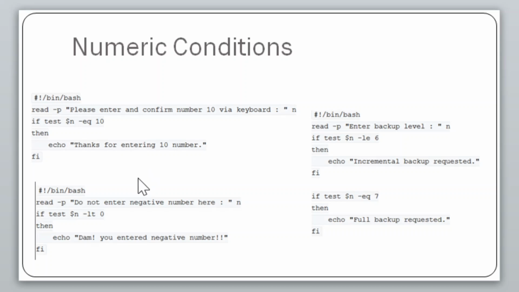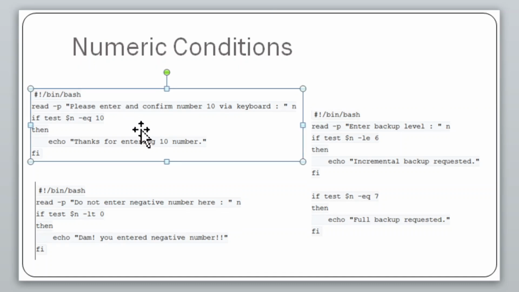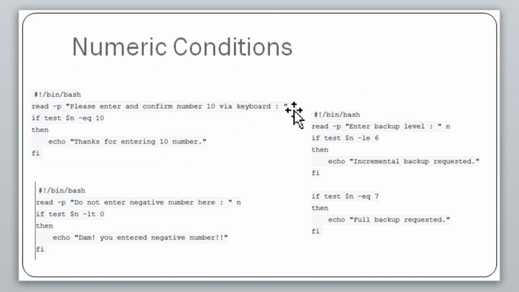Now, in this example, we're using it a little bit differently. We're putting read first with the -p option, and then we're putting the variable at the end. So we're naming the variable in here in this case, okay? And that's where you're going to see this variable come from. So it's taking user input, storing it in n, and then it's being called there, okay? So we're going to see if n is equal to 10, then we echo thanks for entering number 10.